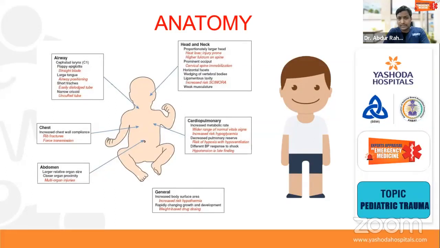And because of the ligamentous laxity, there is an increased risk of SCIWORA, that is spinal cord injury without obvious radiological abnormality. And coming to the airway considerations, in the pediatric age group, the larynx is more cephalad and the epiglottis is more floppy. Because of that, we need to use a straight blade, that is Miller's blade, especially in the infant population when you are intubating. There is also a larger tongue and relatively larger soft tissues in the oropharynx, which also makes visualization of the airway difficult.